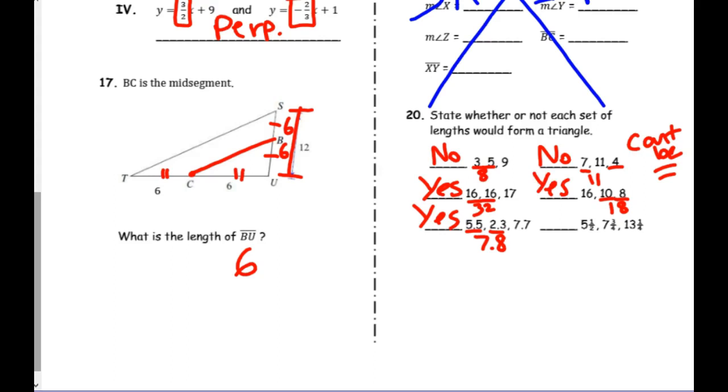And then, you might want to turn this into decimals. 5.5, 7.75, 13.25. But I'm going to add up my two smaller ones. 13.25. And those are equal, so that's a no. Okay. That was 20.